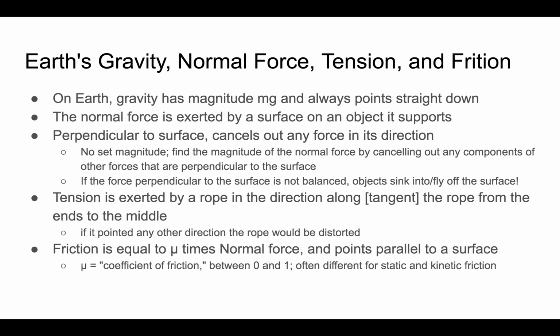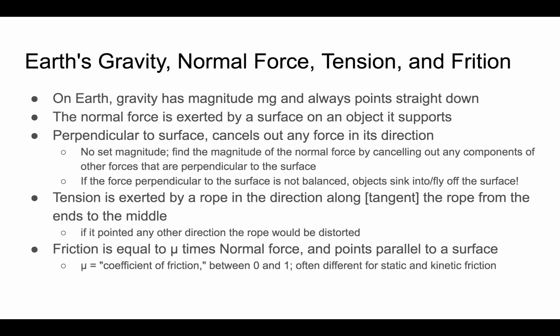Anyway, so friction is equal to this coefficient mu times the magnitude of the normal force, and it points parallel to a surface. So, more specifically, when I'm sliding down this hill, the force of friction points upward toward where I came from, because it is decelerating me. The way I feel it, I'm moving downward, and I feel the friction force pushing me upward. And that's the direction that the friction force is pushing in.